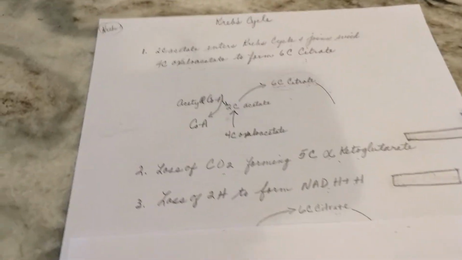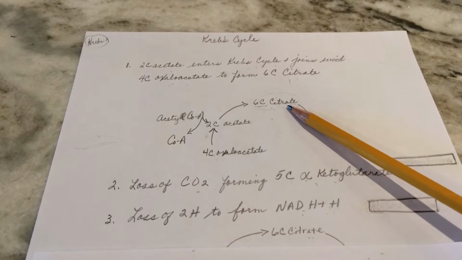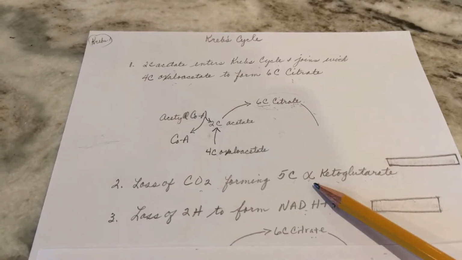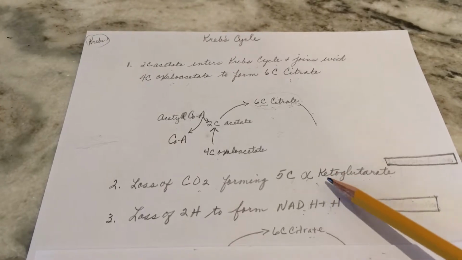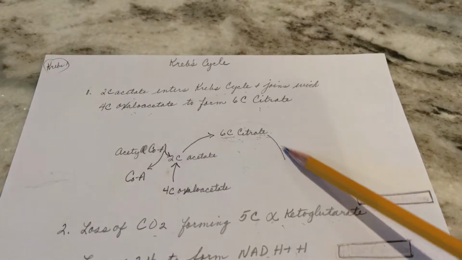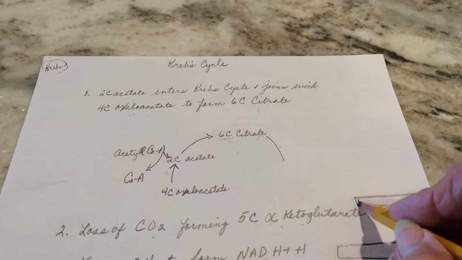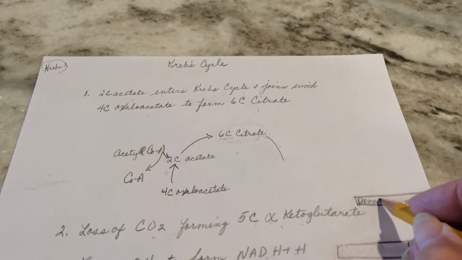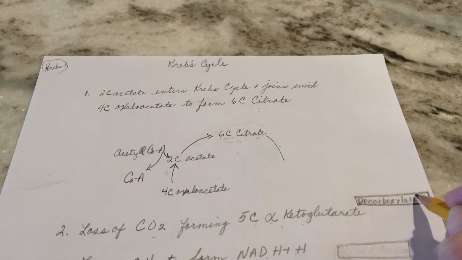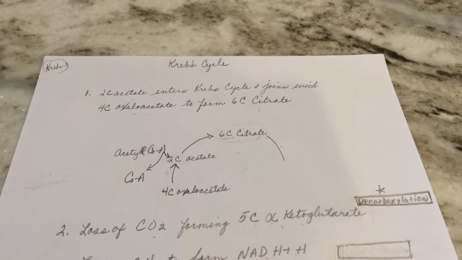All right, the next thing that happens in Krebs cycle is that we've got a loss of carbon dioxide from citrate. This forms a 5-carbon compound called alpha-ketoglutarate. Now, you'll remember when a compound loses carbon dioxide, that's called decarboxylation. And that's a word you need to remember for the test.